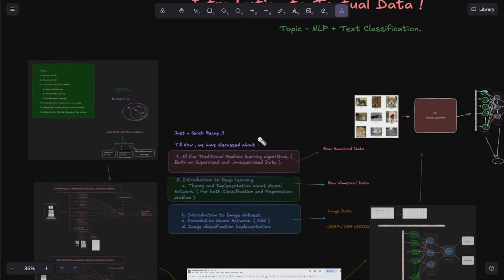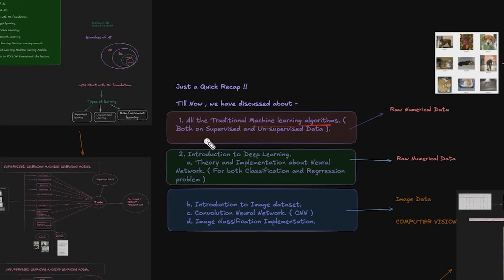Just a quick recap, guys. We have done all the traditional machine learning algorithms, both on supervised and unsupervised data. Then we understood the introduction to deep learning, the theory and implementation of neural networks, both for classification and regression problems. Then we also did the notebook implementation as well as the entire theory of how to train a classification model on your image data set, how to do the convolution operation, how to make a convolutional neural network, and how to make an image classification model.